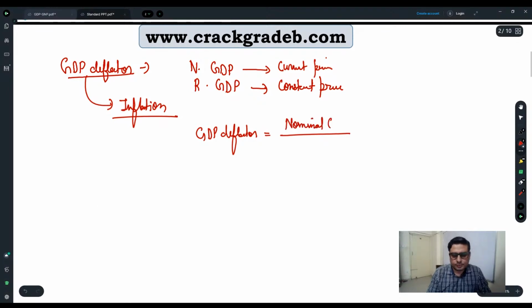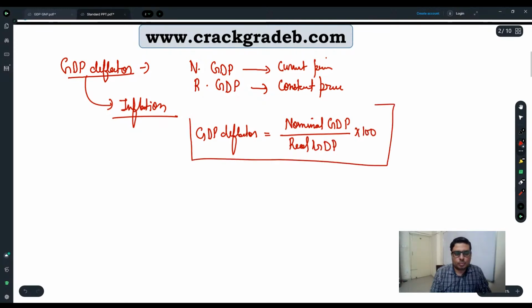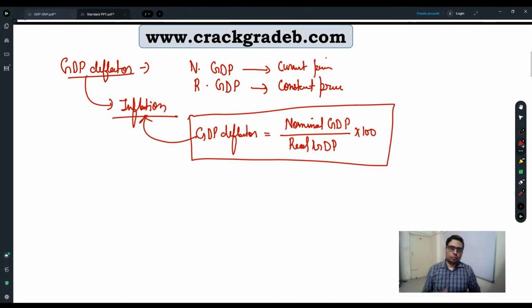It can be calculated through nominal GDP upon real GDP multiplied by 100. So by this you can find the GDP deflator, which is an indication of the rate of inflation in your country. That means how inflation is moving in your country in general. So you can calculate the inflationary rate, which in other words is also known as the GDP deflator.